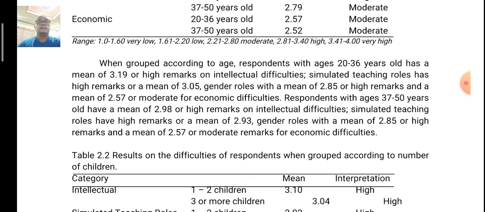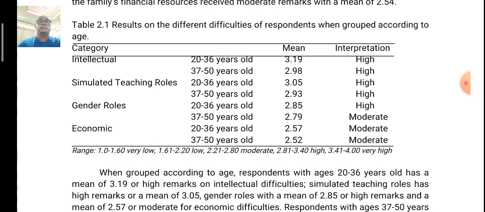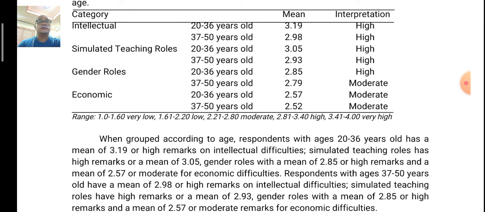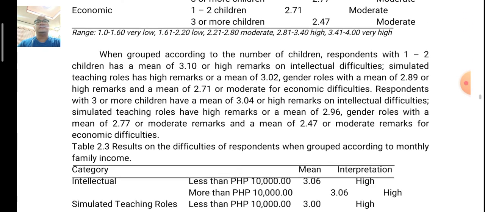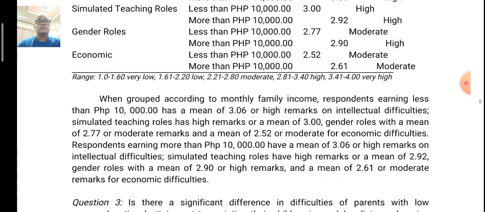Yan, naka-group. So, sa pag-interpret natin, nakasulat talaga yung mean, no? When grouped according to age, respondents with the ages 20 to 36, gaya itong example niya, has a mean of 3.19. So, sinasabi talaga natin yung mean, no? 3.19. This is an interpretation, okay? Yan. Hindi ko na-explain yung iba. Let's go naman yung sa significant difference.